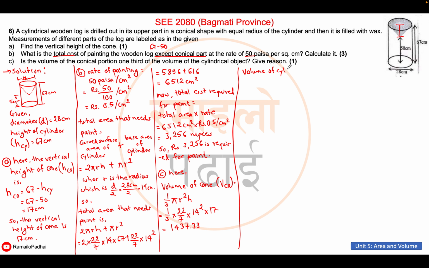And volume of cylinder, V cylinder, is equals to pi r square h is equals to 22/7 times r is 14, so 14 square times h, the height of cylinder is 67, and that gives us 41,272. Now 1/3 of volume of cylinder is equals to 1/3 times 41,272, which is equals to 13,757.33.